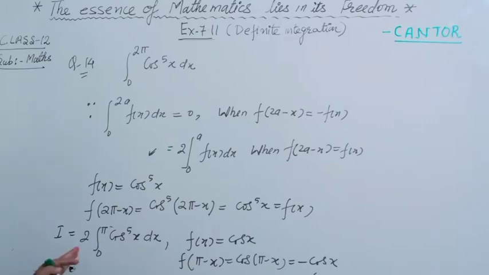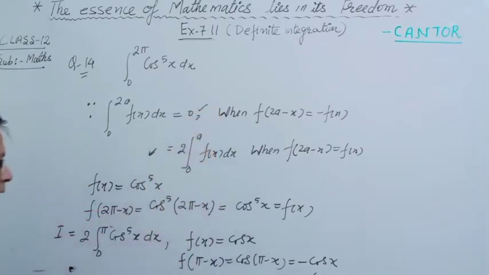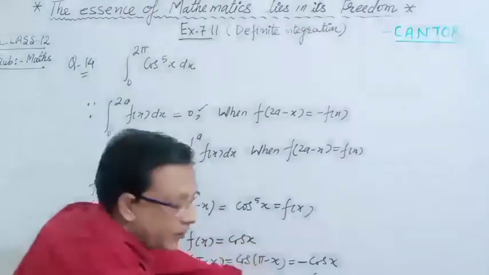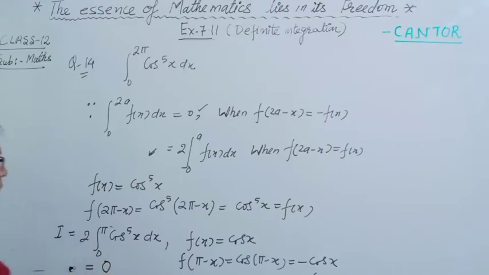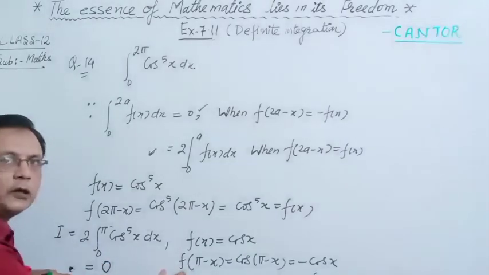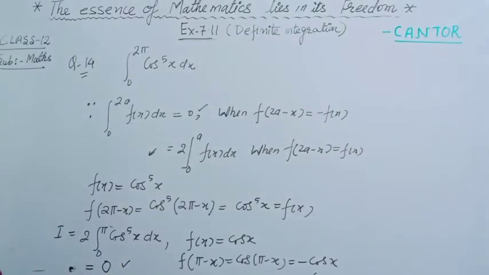Very good. This portion saves us due to this property, and this becomes minus of f(x). So the whole integral becomes 0 by the property. So note down, student, the question is totally dead after using the property.